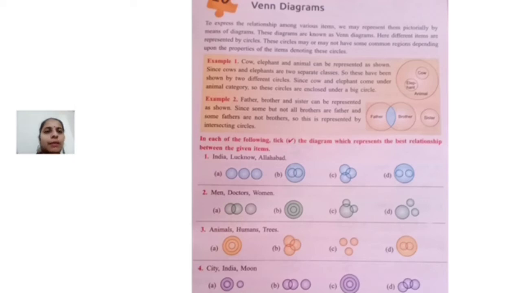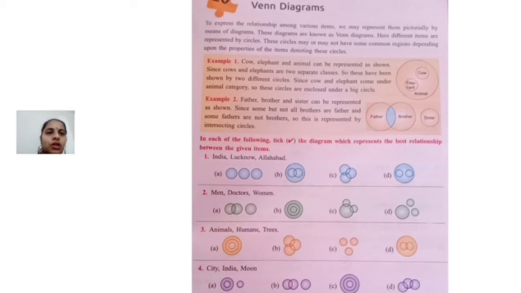So these do not have the same characteristic. Sister cannot be brother. Sister cannot be father. So that is why sister is shown in a different manner, in a different circle. But some fathers can be brothers also. But all fathers are not brothers. All brothers are not fathers. So that is why father and brother circles are intersecting. So two examples have been solved for you.